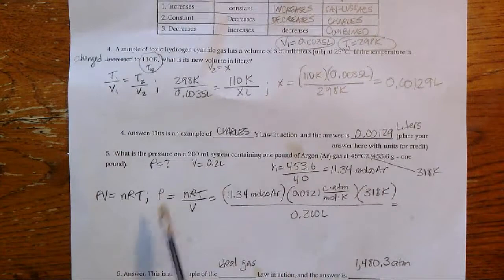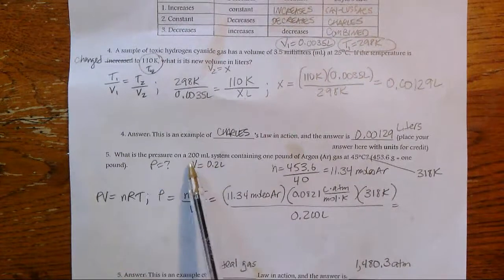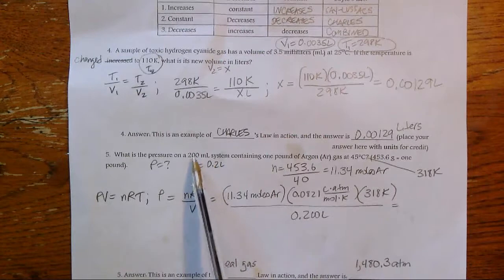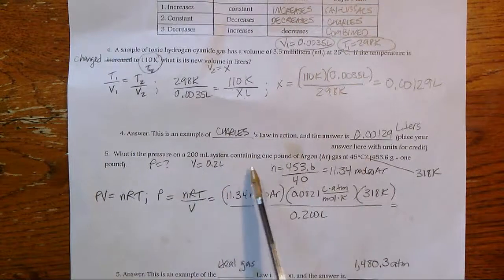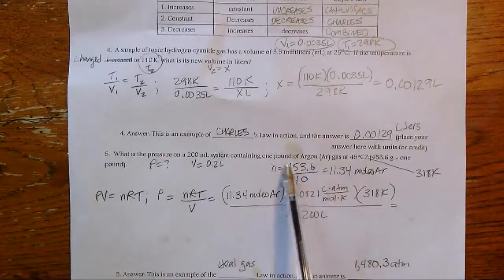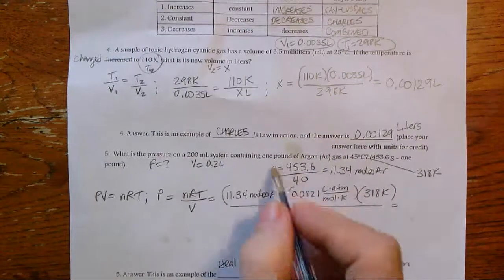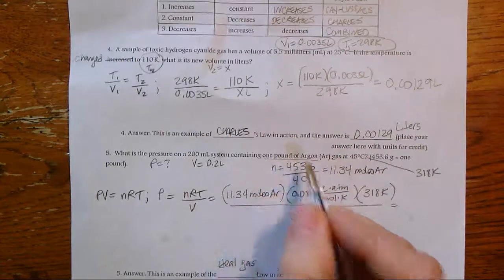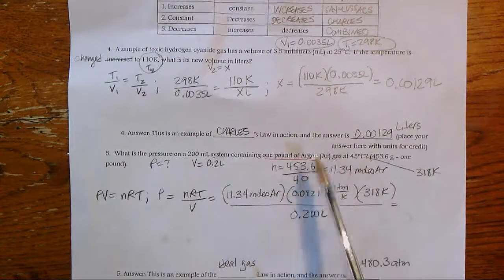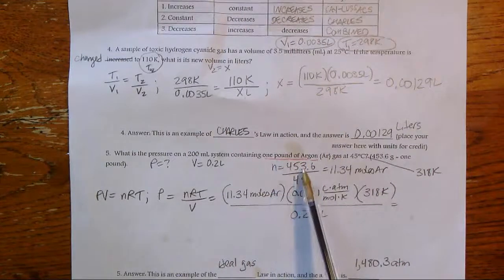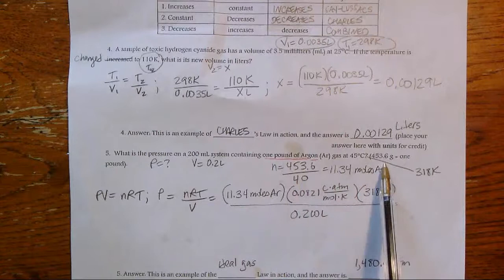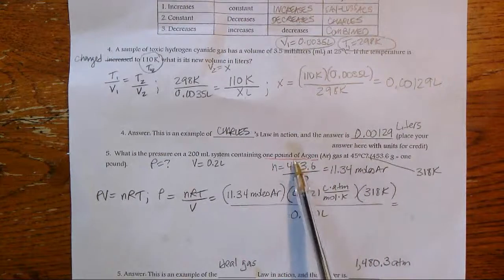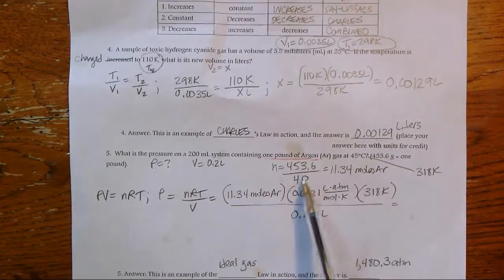Problem number 5. What is the pressure? So write a big P equals question mark. On a 200 mL system, now let's see if we need to change to liters. We will if it's PV equals nRT. So I peek ahead and I see that we do have a pound of argon. I know that whenever you have a mass and a substance, you can figure out something known as n, the number of moles. Here's how I do it. If you have a pound, that's 453.6 grams. That's given. And I know from looking it up that argon has a molar mass of 40 grams per mole.